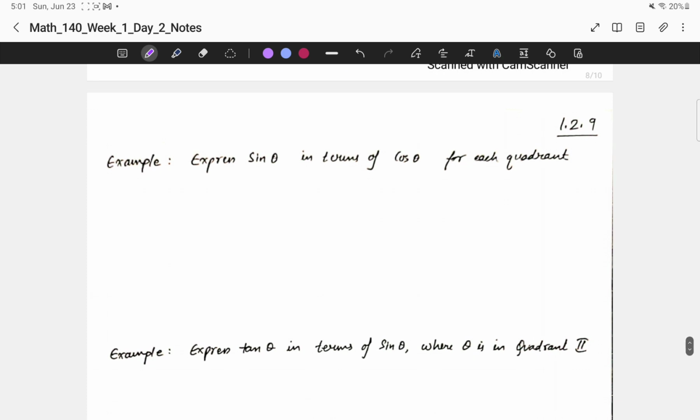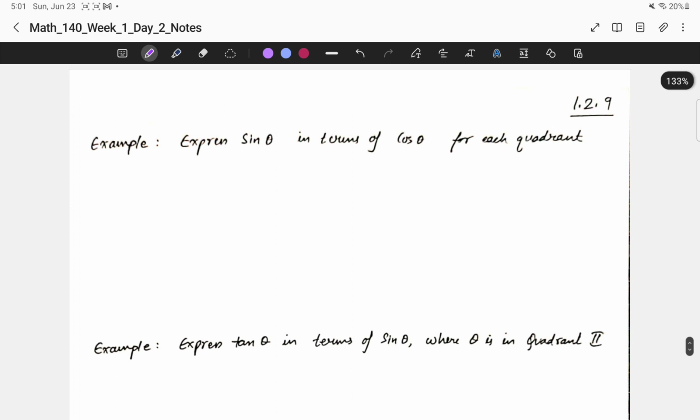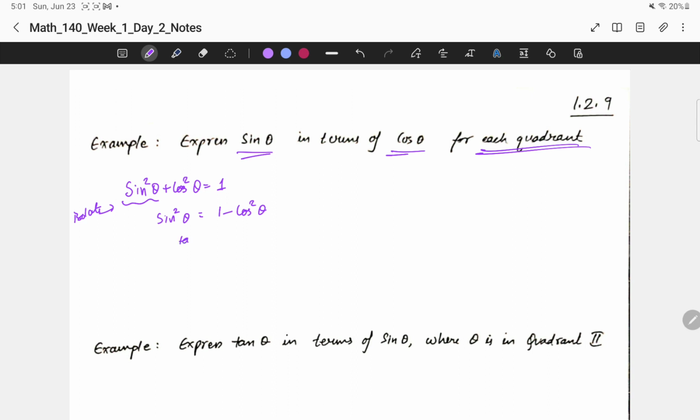Now based on these identities, you can have problems like these. Here we're going to combine two pieces of information. Remember how we talked about quadrants and what is positive and what's negative in each quadrant. That's going to be important here. Express sine theta in terms of cosine theta for each quadrant. First of all, what do we know about sine and cosine? We know that sine squared theta plus cosine squared theta equals 1. So solving, sine squared theta is 1 minus cosine squared theta. Now we know how to solve equations with squares. We take the square root. If you take the square root, you end up with sine theta equal to the square root of 1 minus cosine squared theta, but the square root can take a positive or negative value, right? So here is where the quadrant thing comes into play.